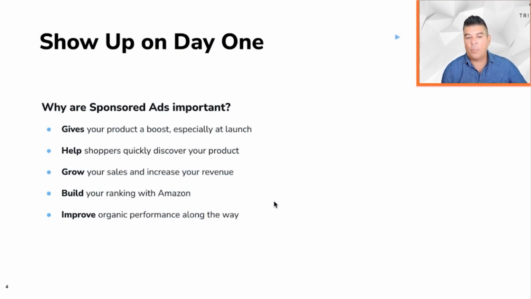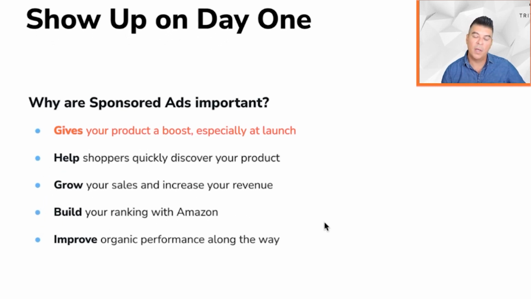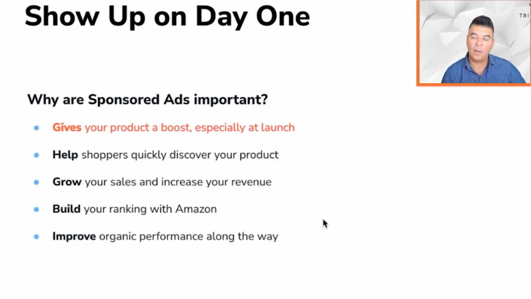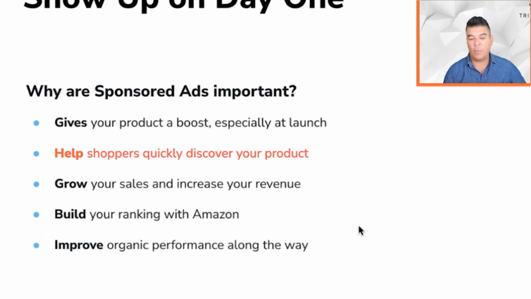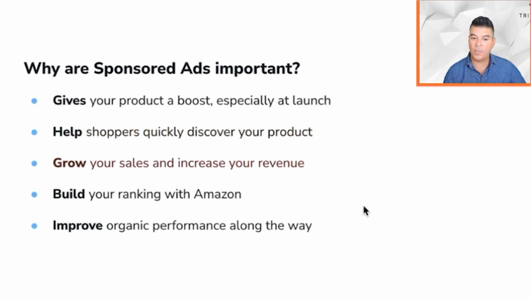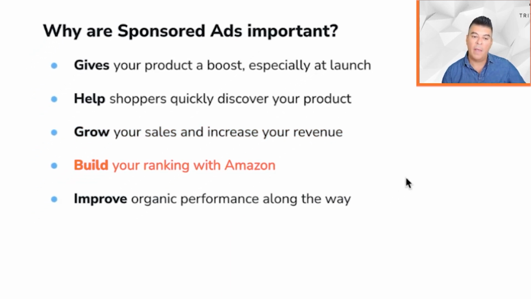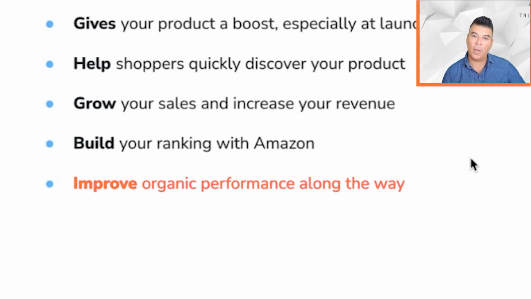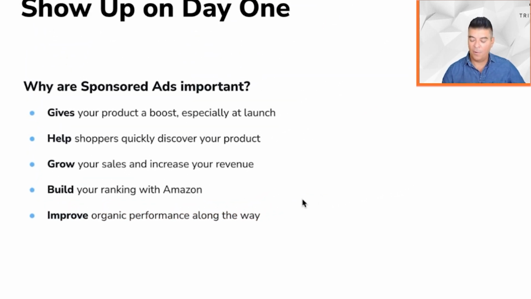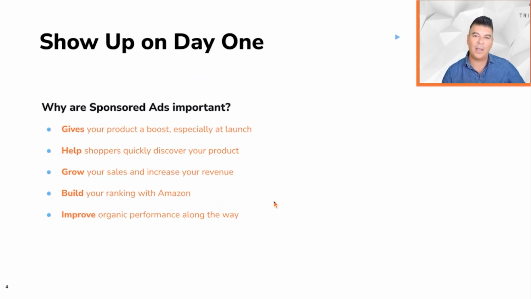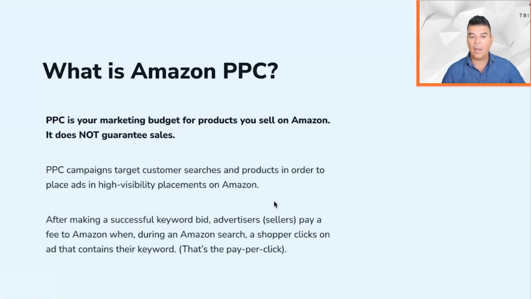So sponsored ads are important because, again, they give you a boost, especially at launch. If you've got a brand new product and the shopper's never heard of you, it helps shoppers really quickly and easily discover your product. Obviously, one of the goals is to grow your sales and increase revenue, build your ranking within Amazon, like I discussed, and potentially improve your organic ranking along the way. So these are all really solid reasons to be looking at PPC versus just relying on organic ranking.